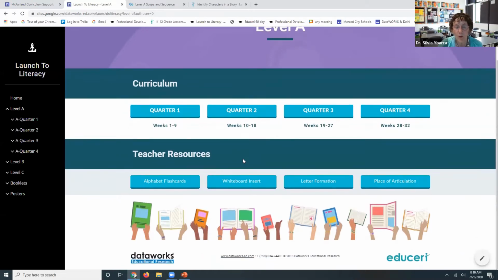We also have quite a few teacher resources for you. These are resources that you will use throughout the whole year. So you have the alphabet cards, you have the whiteboard inserts. That's a very important component of this program.